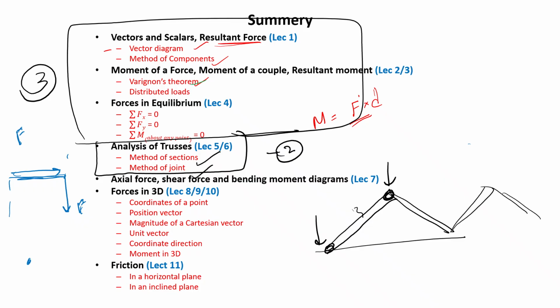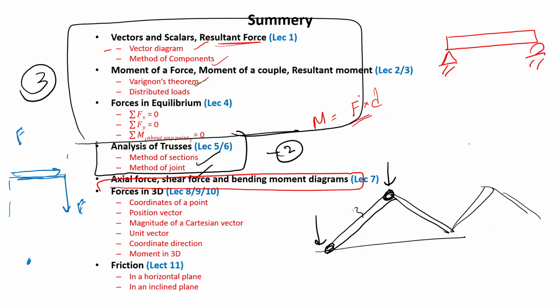We'll do some examples. And axial force, shear force, bending moment diagrams for beams. If you consider beams, trusses are long thin members, and beams are like this. To find the internal forces inside a beam, we draw bending moment, shear force, and axial force diagrams. You have 2 questions from this as well.